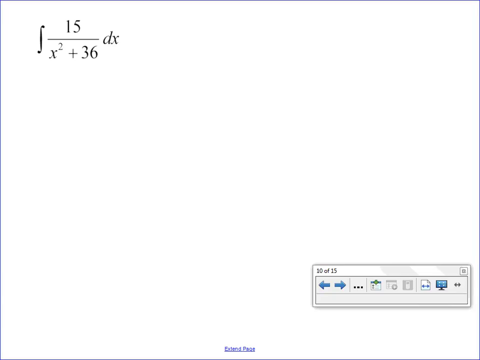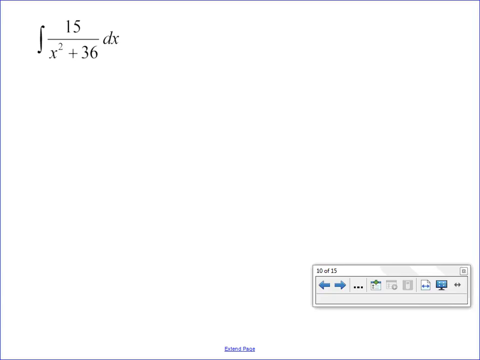It's a trig rule, kind of. So what does it have to be? Well, anytime I have something squared and then plus, I'm thinking inverse tangent. But my inverse tangent rule has 1 plus input squared, and right now I have 36 plus input squared. And so I can't do inverse tangent right now. So what am I going to do?